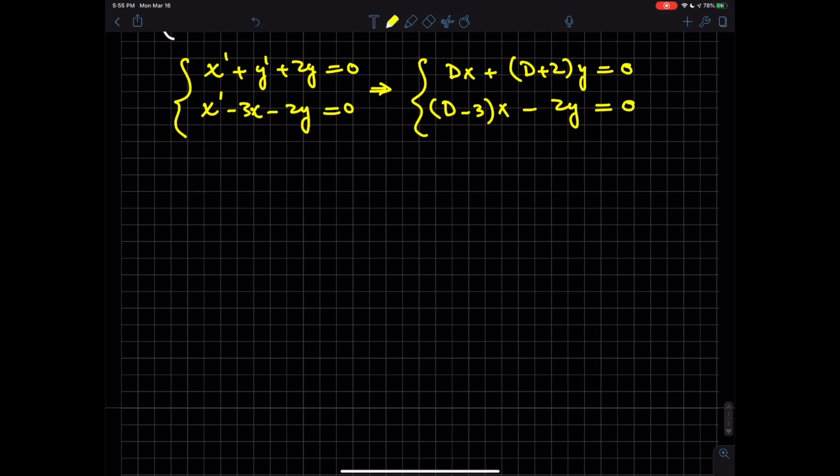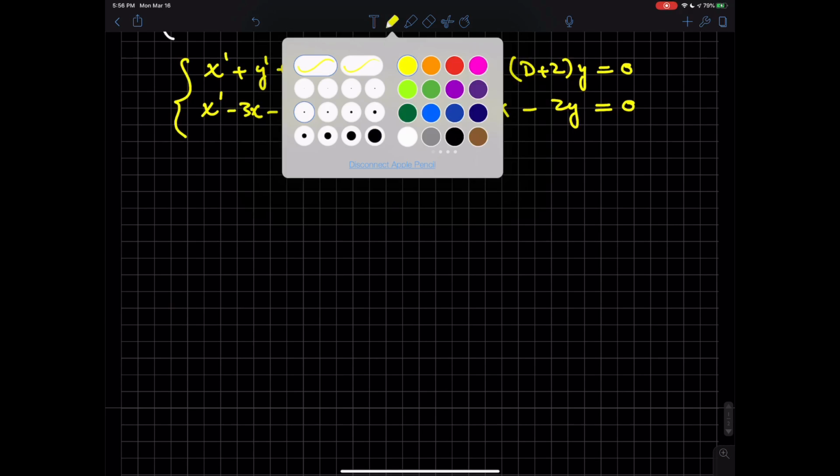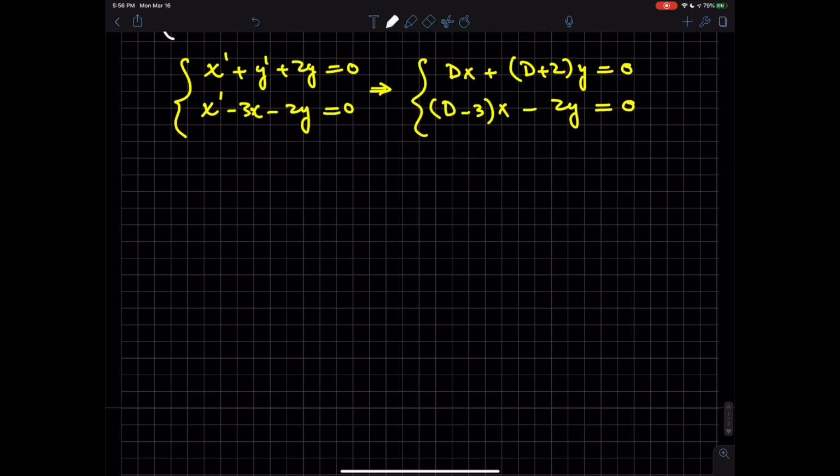All right, well, now we look at this and we try to decide if we're going to eliminate x or we're going to eliminate y. Let's try to eliminate x here. In order to get rid of x, I have to multiply the top equation by the differential factor d minus 3, and I need to multiply the bottom by the differential factor d, and I need to turn one of these into a minus so I can subtract them and eliminate them when I'm actually adding them together.